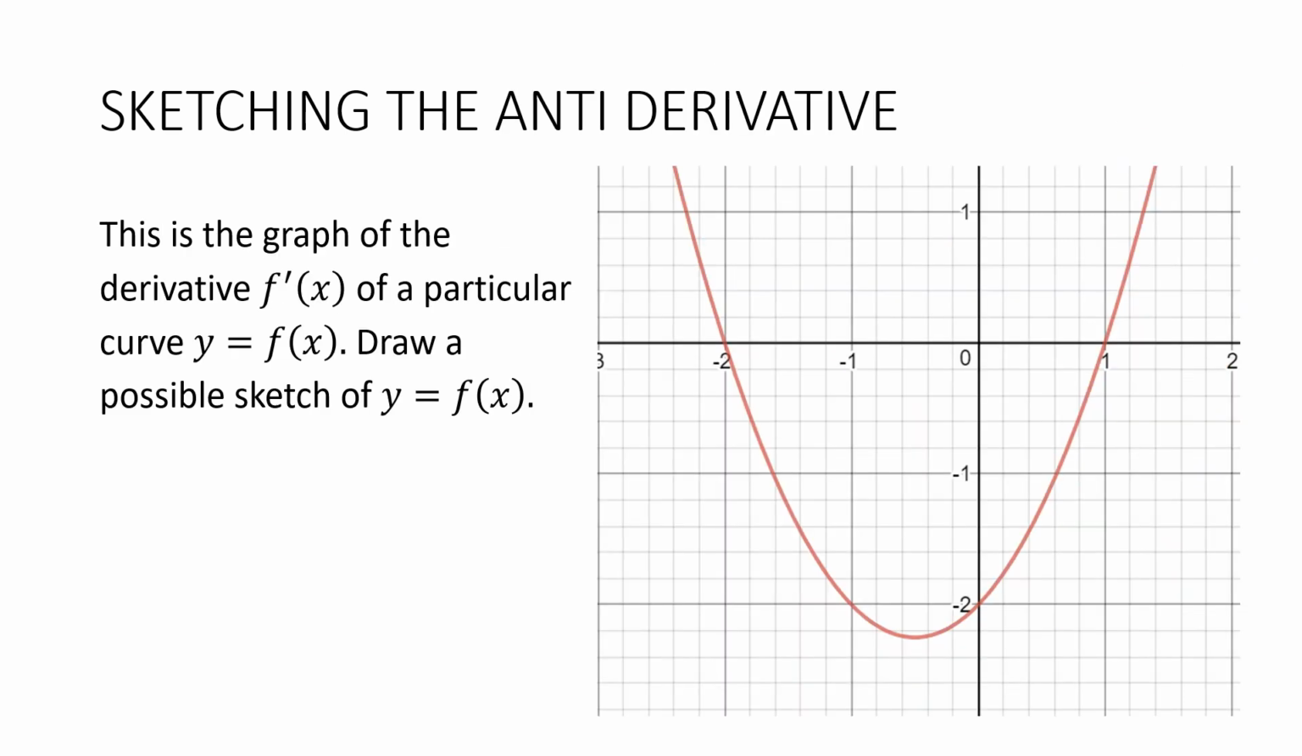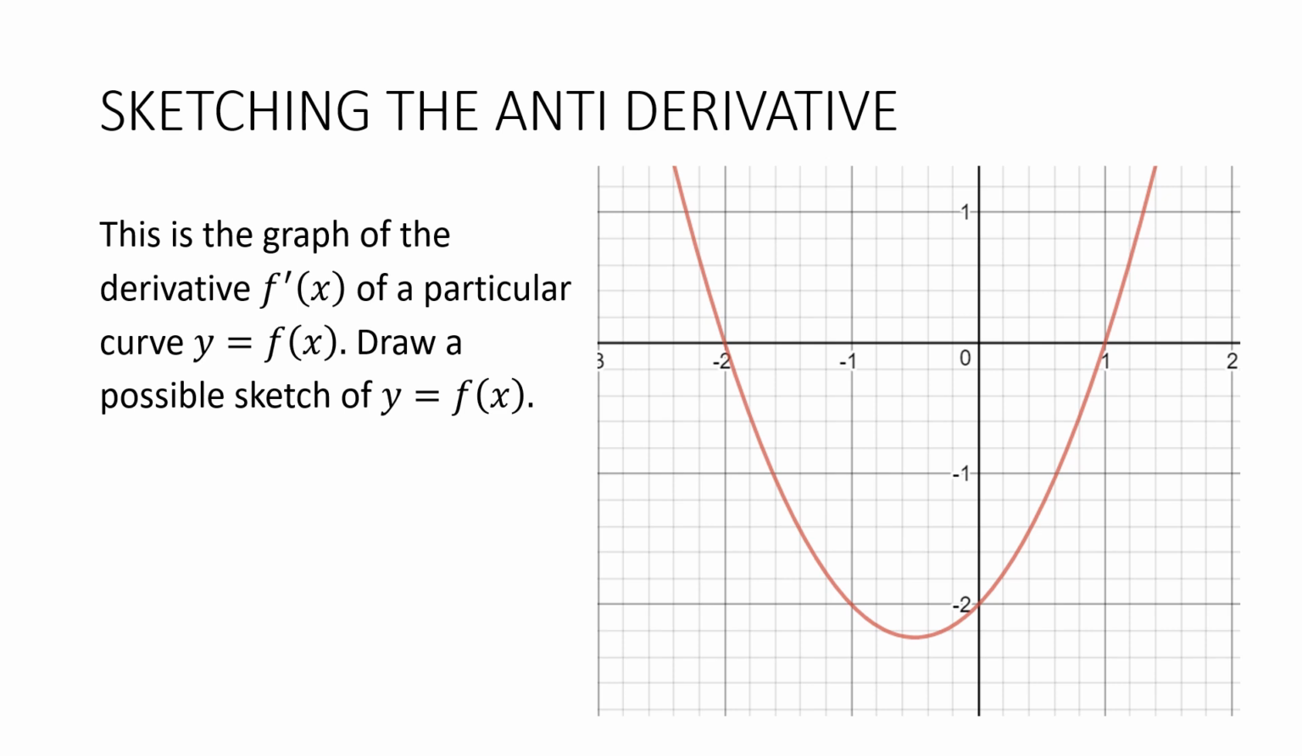Now, if we want to sketch the antiderivative, it's much, much harder. I know we haven't covered antiderivatives, but I think you can follow this. This is the graph of the derivative, f dashed of x, of a particular curve y is equal to f of x. And we want to draw a possible sketch of y is equal to f of x.